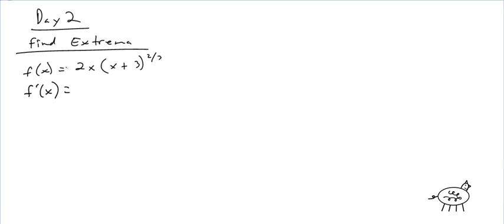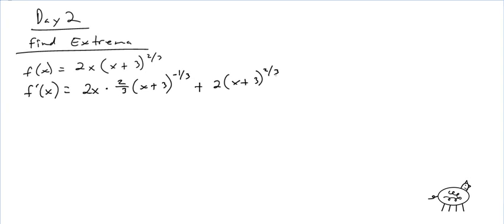Of course, we're going to do the product rule, so it's the first times the derivative of the second. So 2/3 (x plus 3) to the negative 1/3. Of course, we don't have to worry about the chain rule because the derivative of x plus 3 is just 1. Plus the second times the derivative of the first. The derivative of the first is 2, and the second is (x plus 3) to the 2/3. Okay, so that's what you have so far.